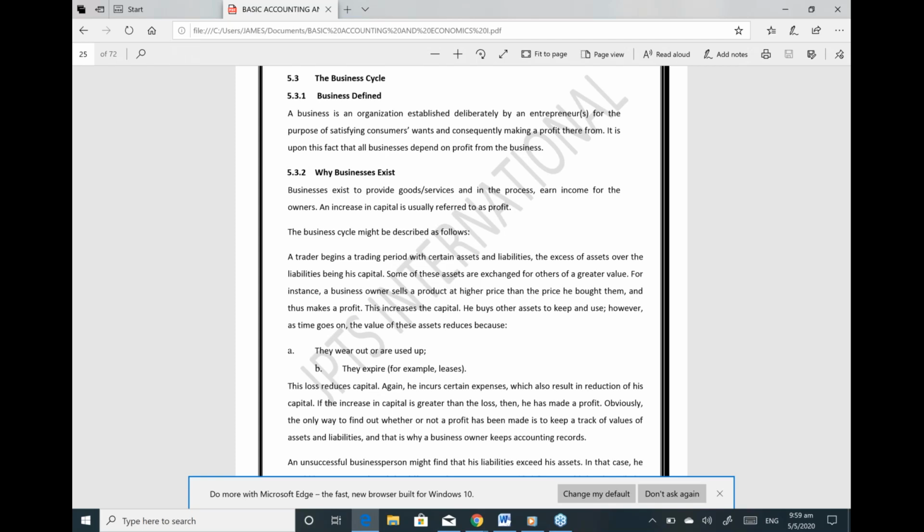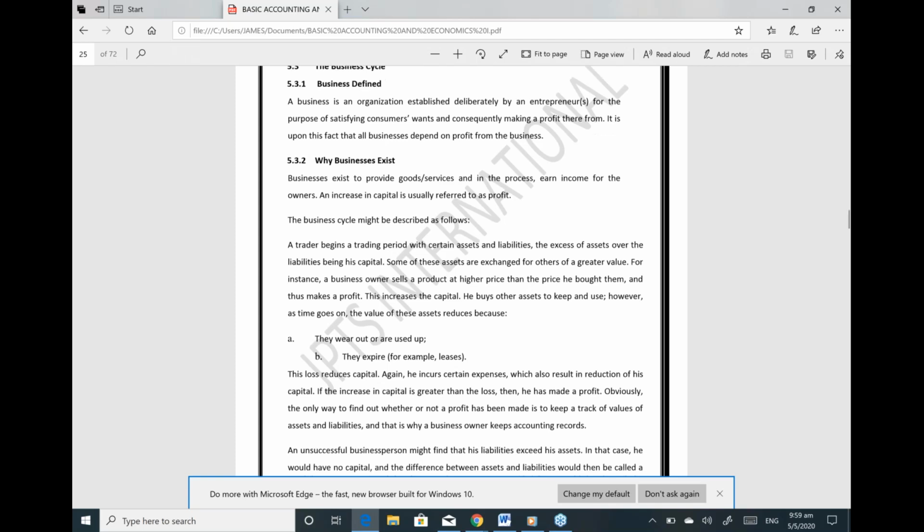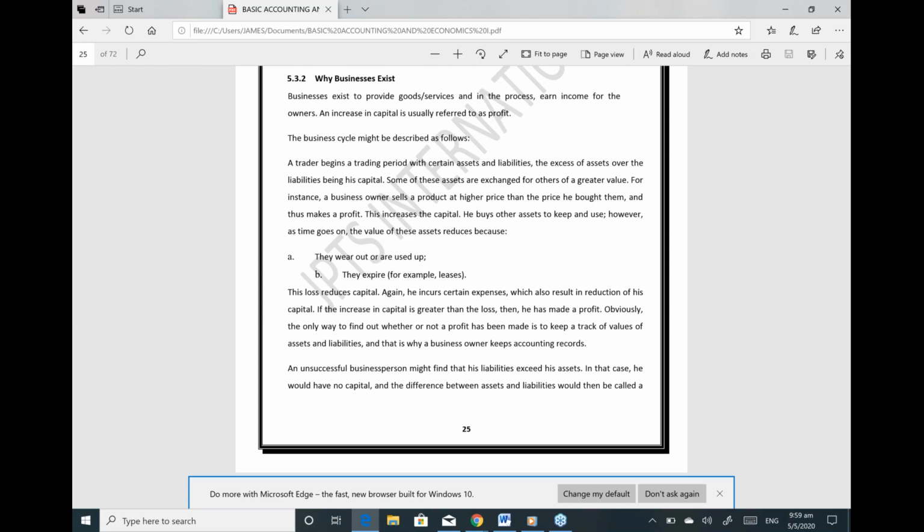Then, why does business exist? Business exists to provide goods and services, and in the process, earn income for the owner and increase capital, which is usually referred to as profit. Once your business begins to grow, don't forget that business exists to provide goods and services. What are goods and services? It is to meet people's needs, to satisfy your customers.